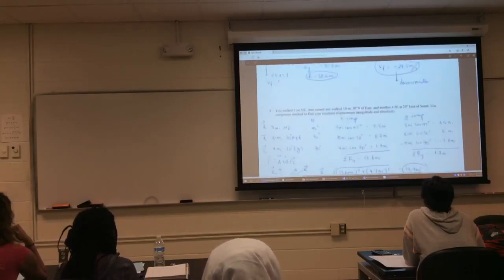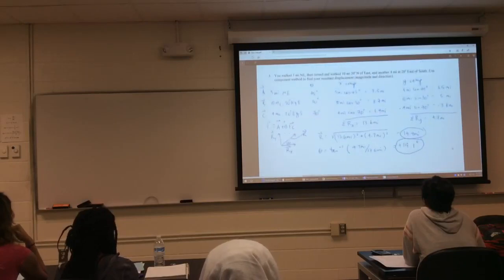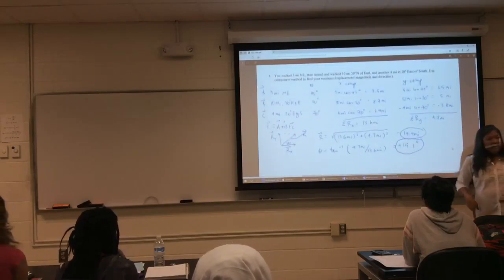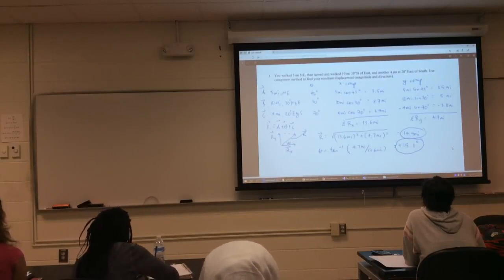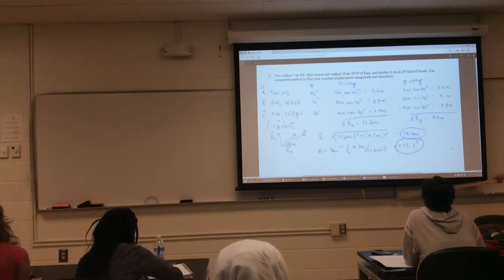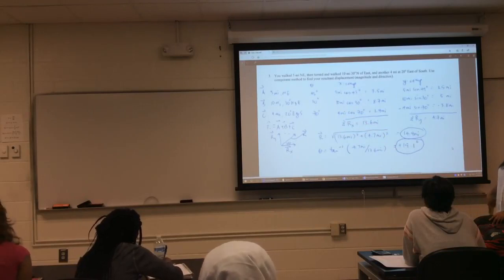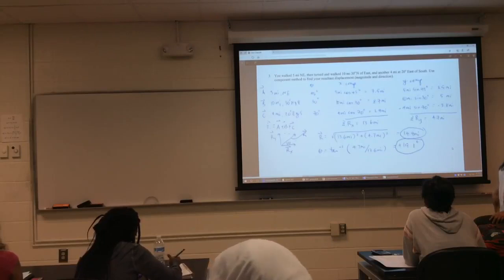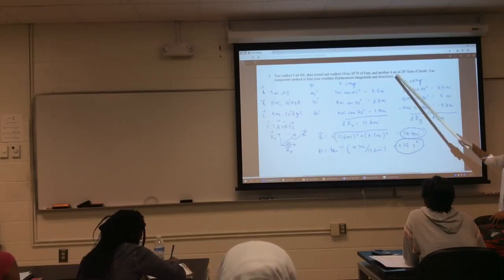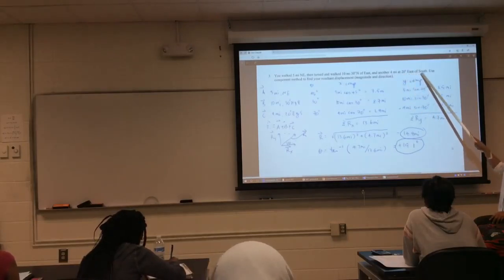Moving on to number 3. And this is going to be seen in so many problems on your test. Okay? I'm going to give you a heads up already. So many problems on the test will be about vector addition. Okay? So you've got your problem telling you you walked for 5 miles northeast, then turned and walked another 10 miles at 30 degrees north of east, and then lastly 4 miles at 20 degrees east of south.